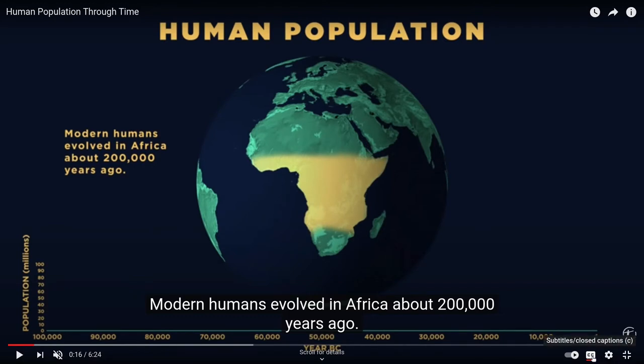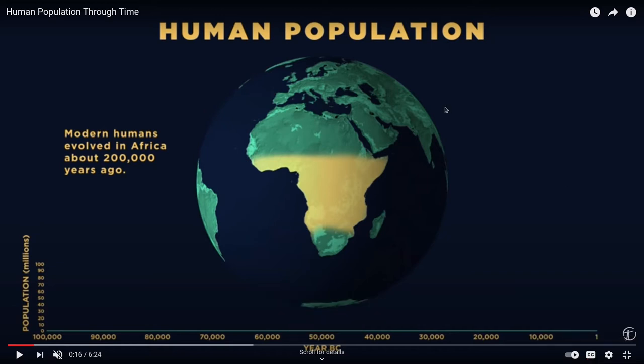Modern humans evolved in Africa about 200,000 years ago, and we've spread out from there.